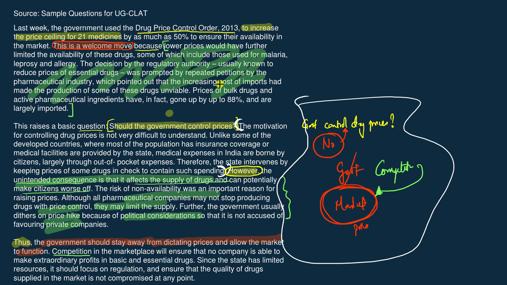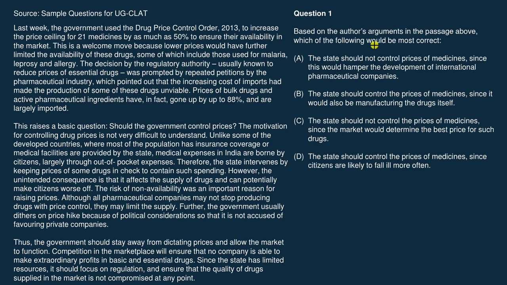So this first particular paragraph is giving a background. The second particular paragraph raises a question and tries to answer the question. In the third paragraph, here author gives his position. That's it. Based on the author's argument in the passage above, this is what you see in these kind of questions, right? So the question says, based on the author's argument in the passage above, so we're going to say the author is right. What is the author's argument? Which of the following would be most correct?